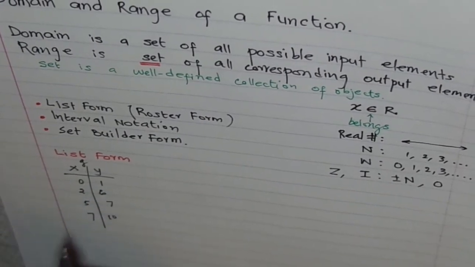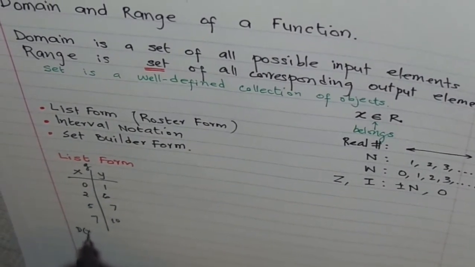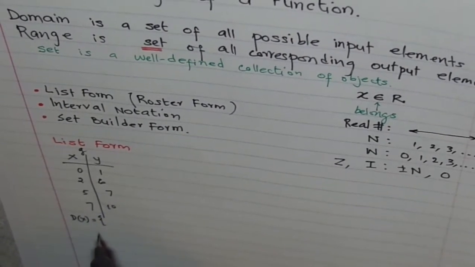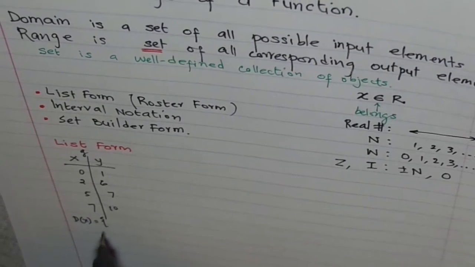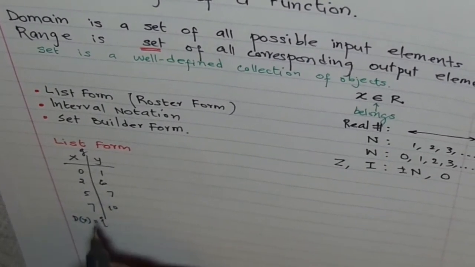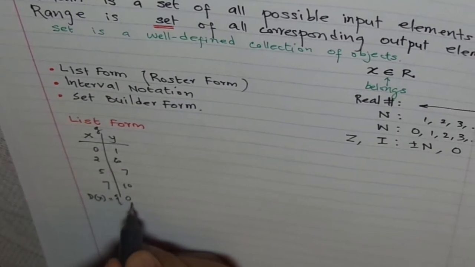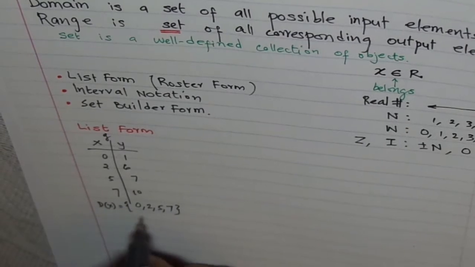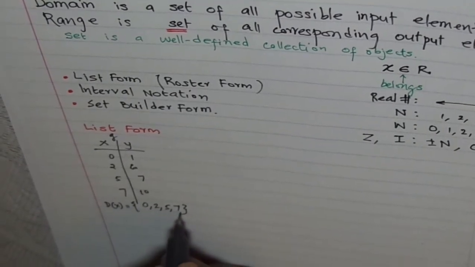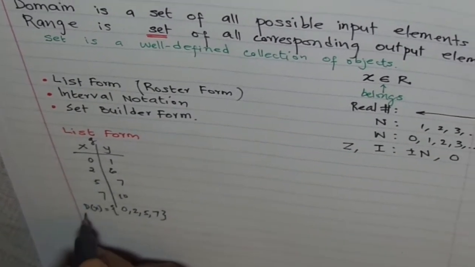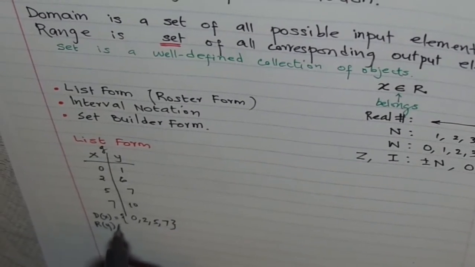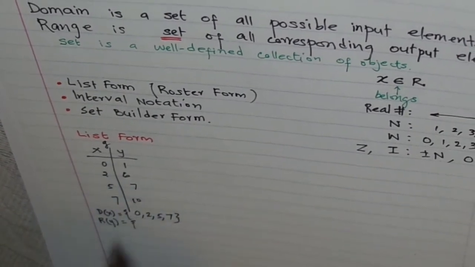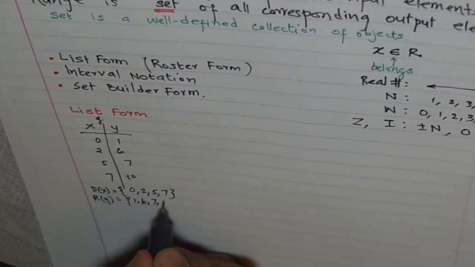In that case we can write domain in list form, and that's very simple. Just make these curly brackets. Curly brackets means set of, okay, and list all the values with commas. Inputs are 0, 2, 5 and 7, bracket close. So list of these x values becomes our domain. And what is the range? Range are the y values, and just list them with commas in between. 1, 6, 7, 10.